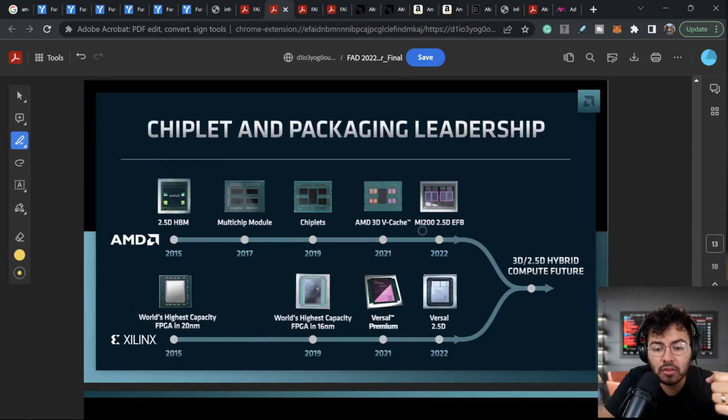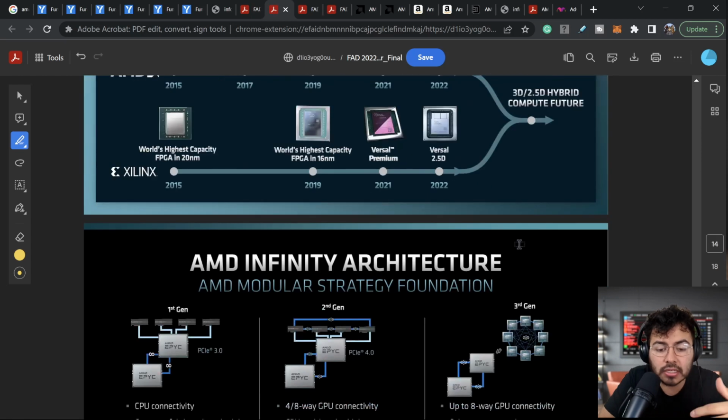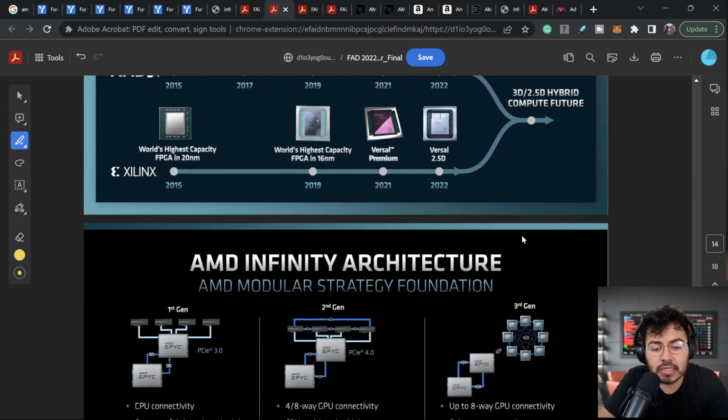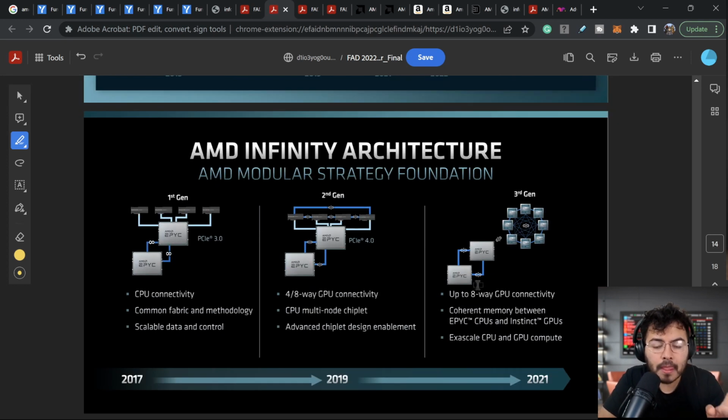Here, for example, they talk a little bit about some of their packaging architectures: how in 2019 they were already doing the chiplet design, in 2021 they were doing more 3D stacking, and now they're also doing more 2.5D. In the future, they're going to continue to do a lot of this multi-architecture, heterogeneous architecture in the semiconductor market.